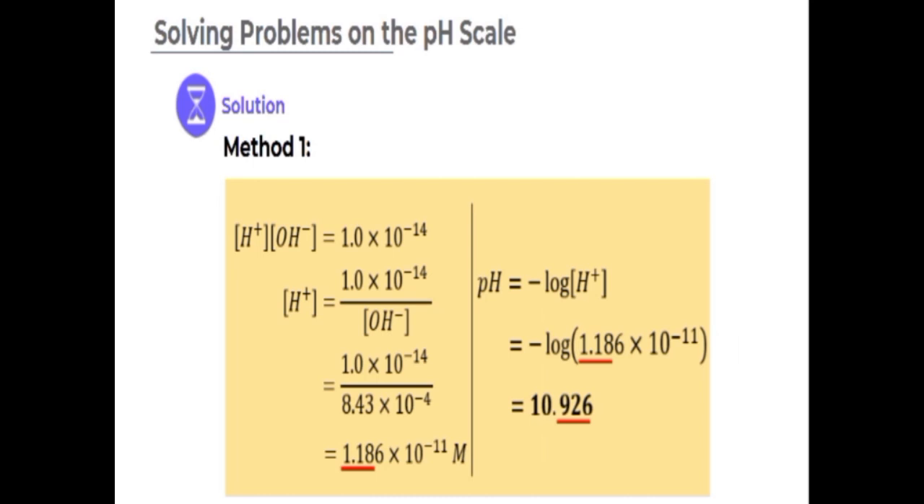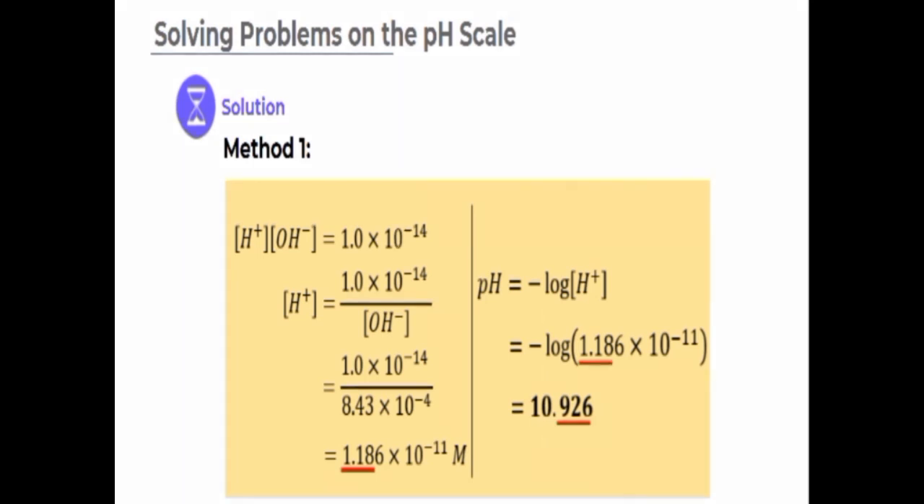Next, to calculate pH, take the negative logarithm of the hydrogen ion concentration. Substituting the hydrogen ion concentration, we get 10.926. The pH must have three decimal places, since the given hydroxide ion concentration has three significant figures.